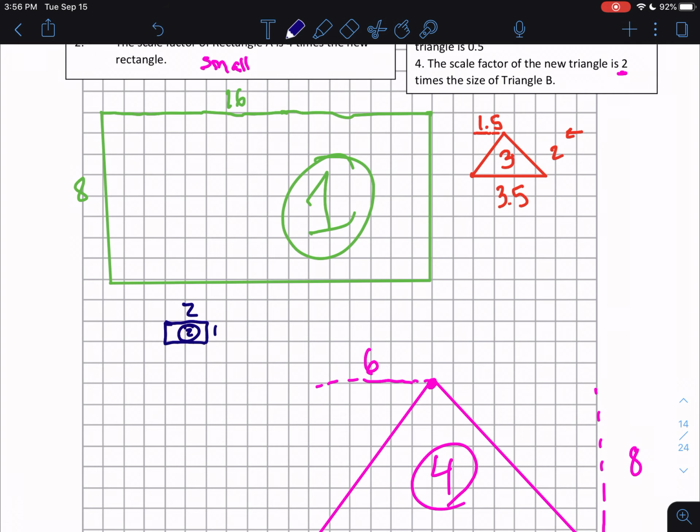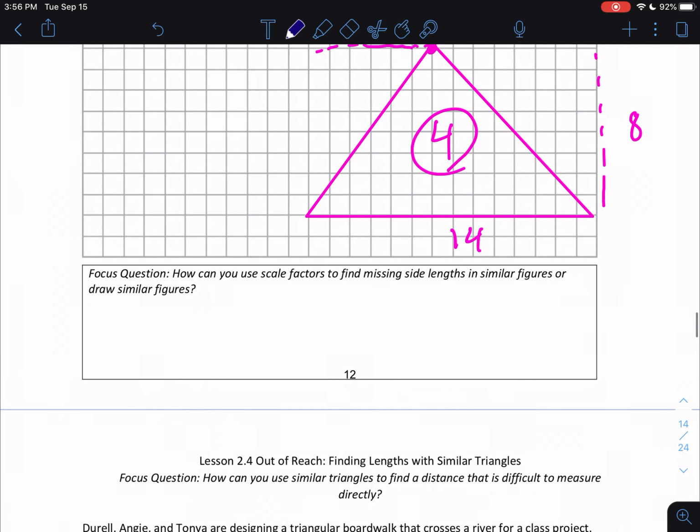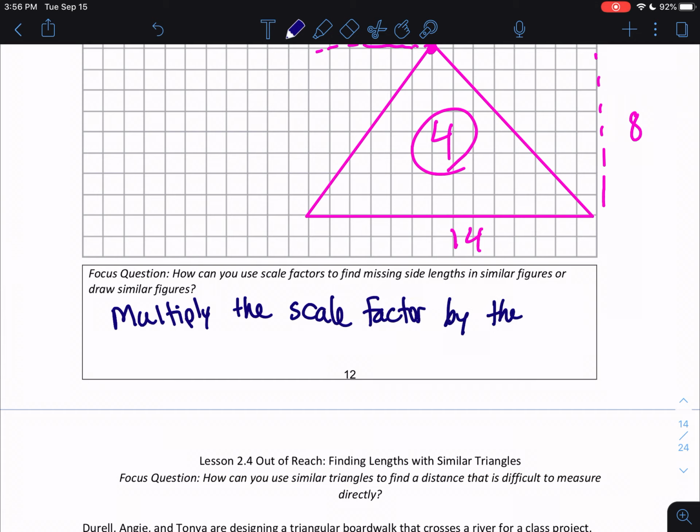All right, and so then finally our focus question. I hope you know how to do this at this point with all these examples. How can you use scale factors to find missing side lengths in similar figures or draw similar figures? Well, what you do is you multiply the scale factor by the original length to get the new length.